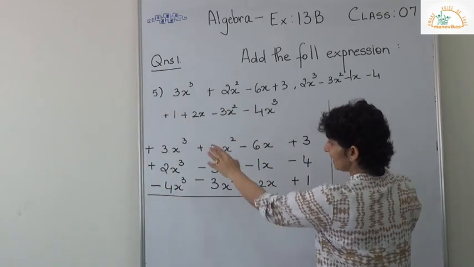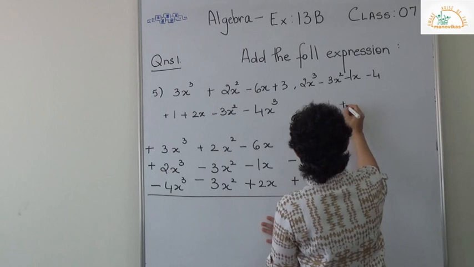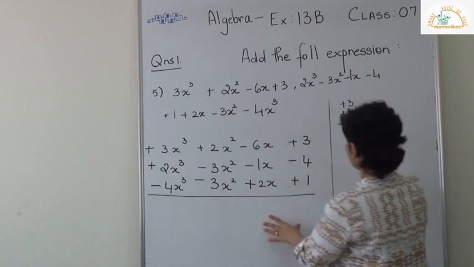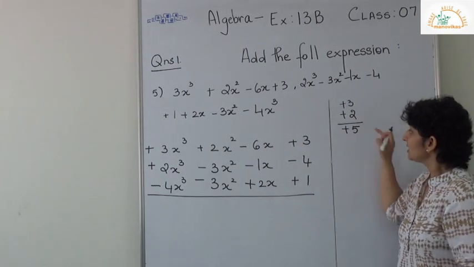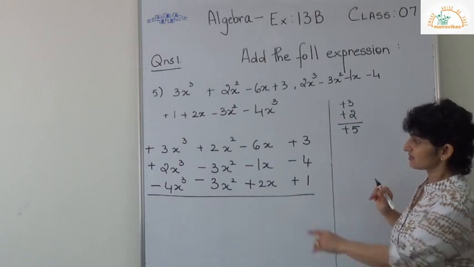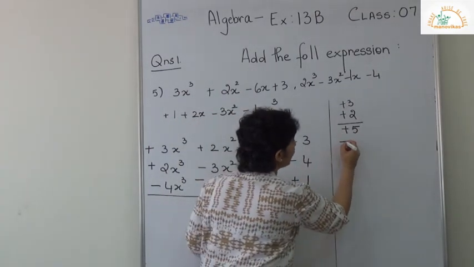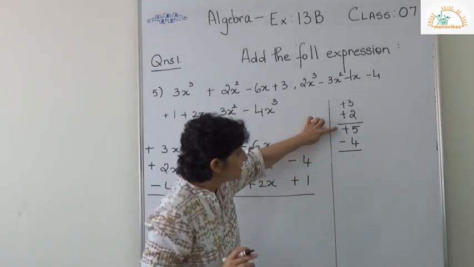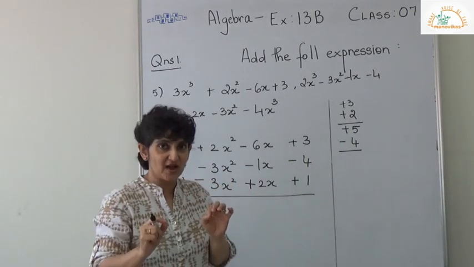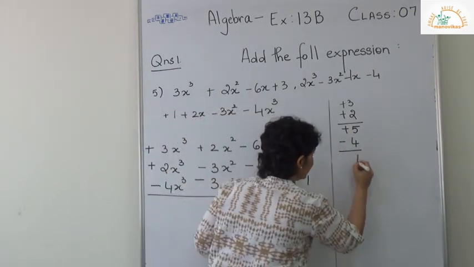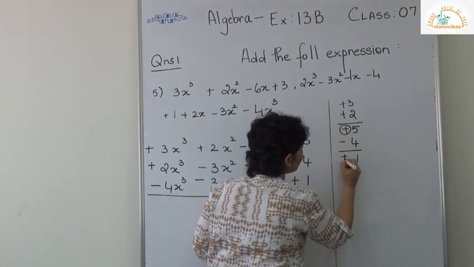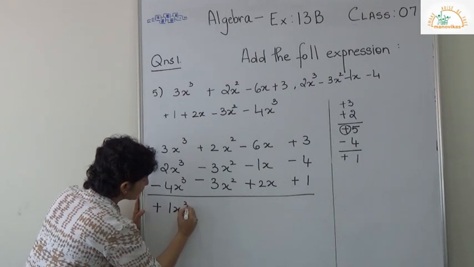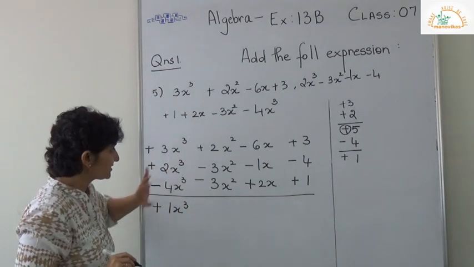I have, now here in your x cubes, if you take plus 3 plus 2 gives me plus 5. Correct? Plus 3 plus 2 gives me plus 5. Then I have minus 4. Now, don't forget your integers. Different family, subtract. 5 minus 4 is 1. Put the sign of the bigger number. So, what do I get here? Plus 1x cubed. Did you get that? Now, let's move on to the next.